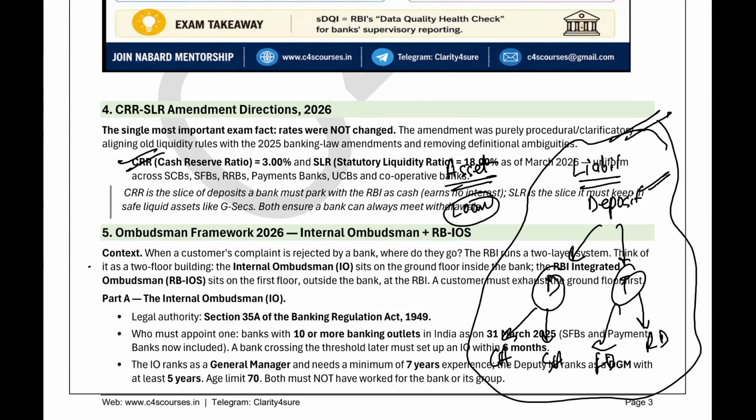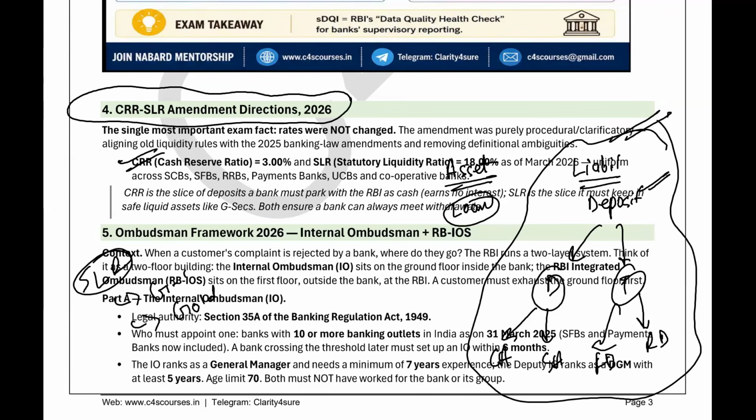And what is SLR? The bank can also hold some government securities, right? They can have some gold, right? There is some percentage that they can keep to avoid what? This is all done to avoid what? To avoid bank run.